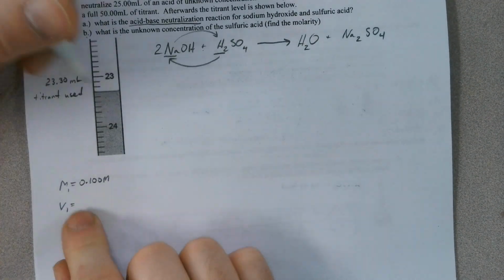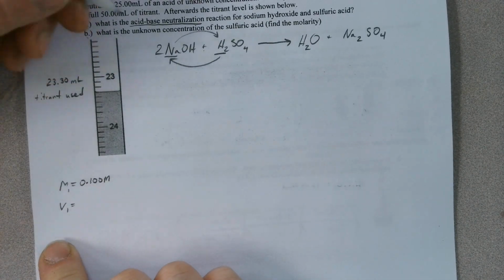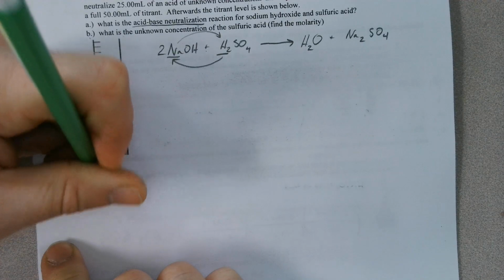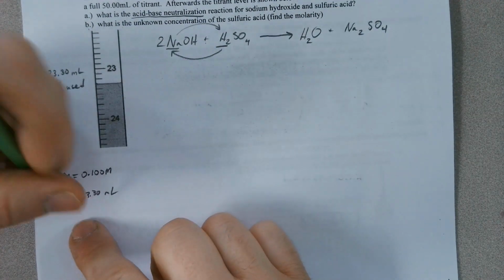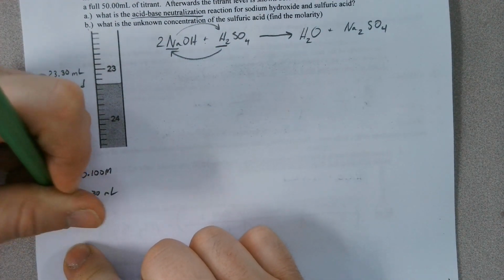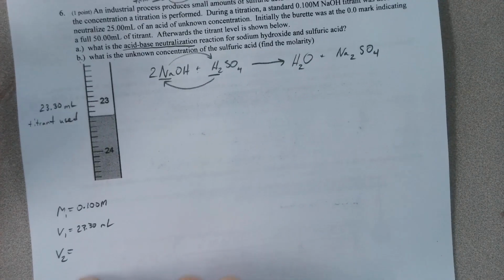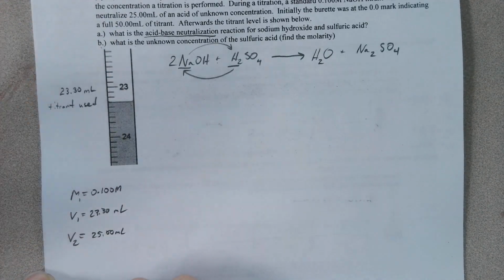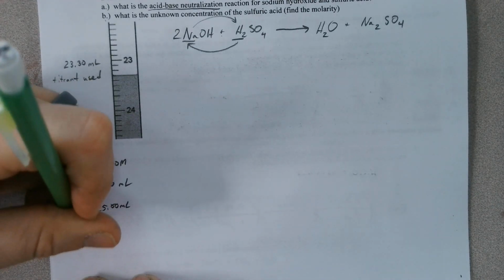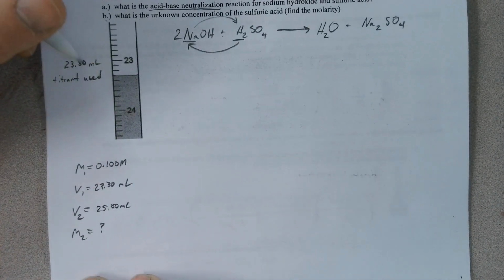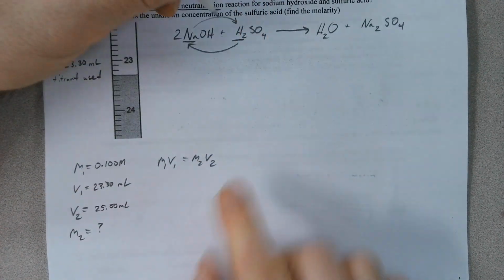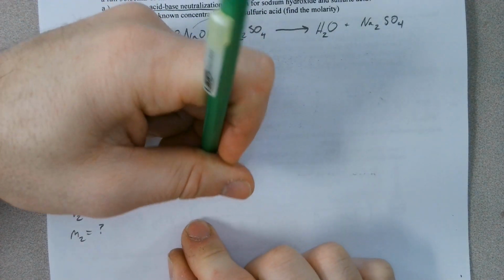There we go. So I know that my volume 1 of acid or titrant used is going to be 23.30 mL. I have an idea of what my volume 2 is going to be because typically that's measured with a volumetric pipette. It's going to be that many mL. What we don't know is my concentration of acid. So we need to find M2.